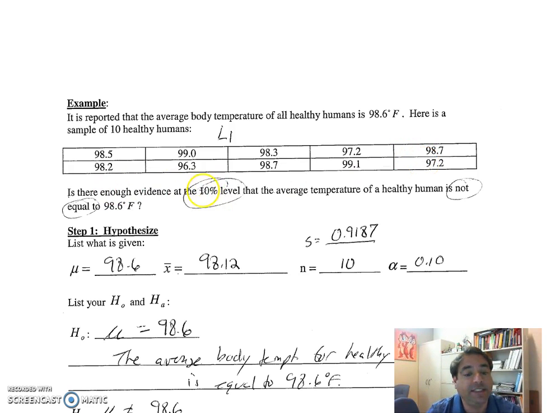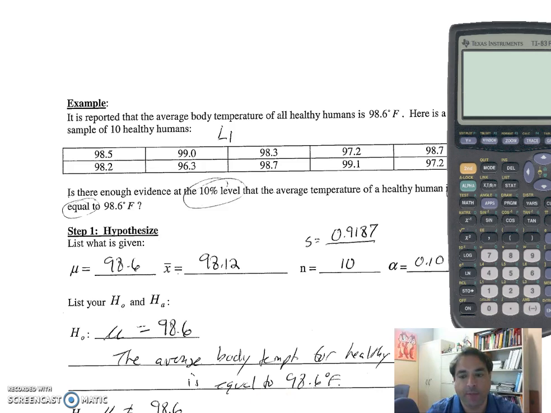Is there enough evidence at the 10% level that the average temperature for a healthy human is not equal to 98.6 degrees? So in this case, we're dealing with numbers, 98.6 degrees. We have one group, so we'll be doing a t-test. So since we have data, I'm going to go to the calculator, and we're going to put our data in.